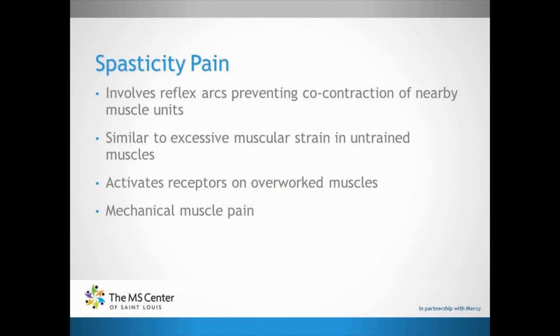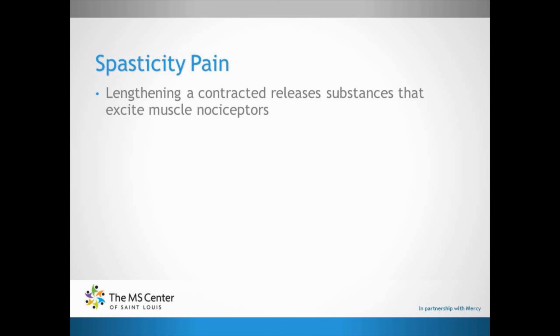But in MS, you lose this control from high up. And so everything is contracting, and it almost feels like to you, if you went to the gym and you worked every muscle and they got strained and they're burning and aching because you overworked those muscles. And that's what your muscles are doing. And so the spasticity is activating receptors on overworked muscle, and that's what's causing the pain. And when these muscles are contracted, when you try to lengthen that muscle out, it also excites those receptors. So you kind of get it from both sides.